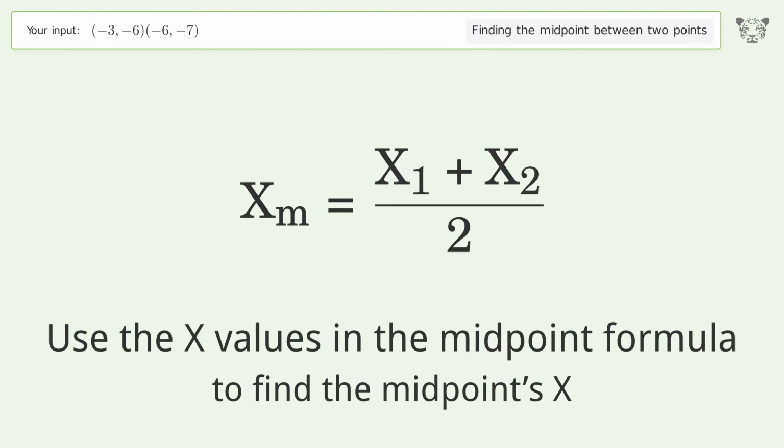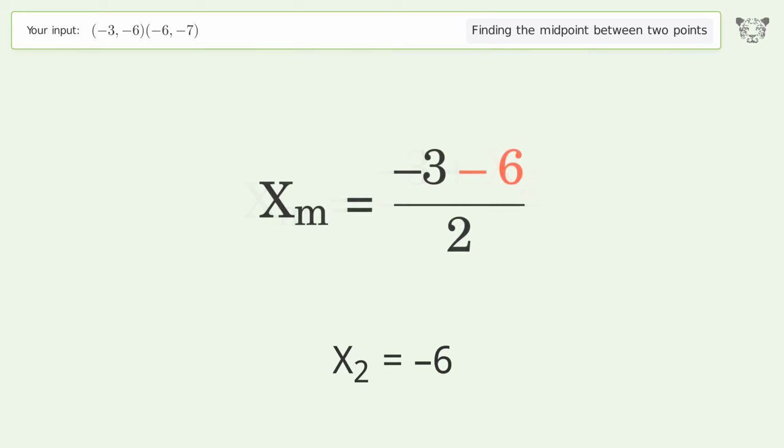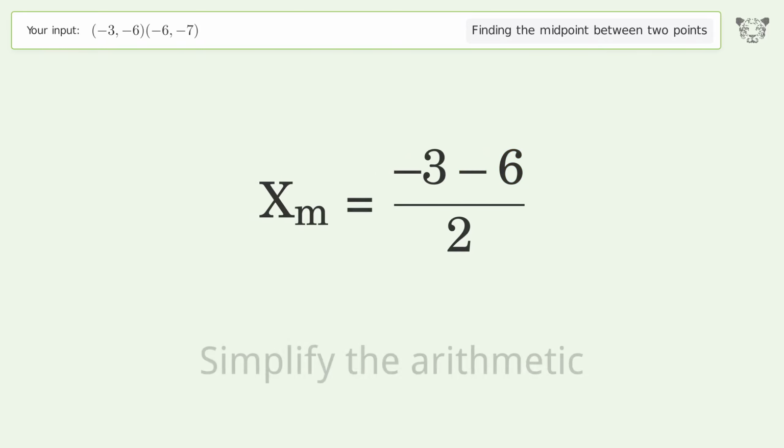Use the x values in the midpoint formula to find the midpoints x. x1 equals -3. x2 equals -6. Simplify the arithmetic.